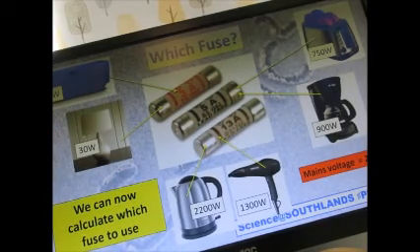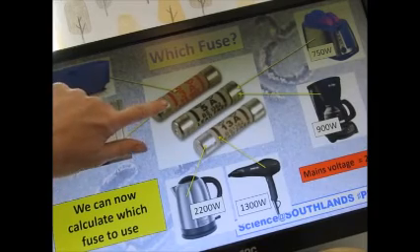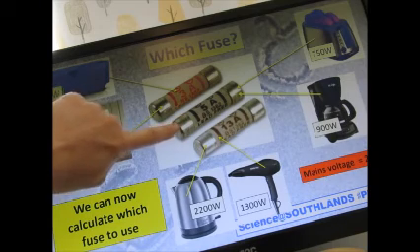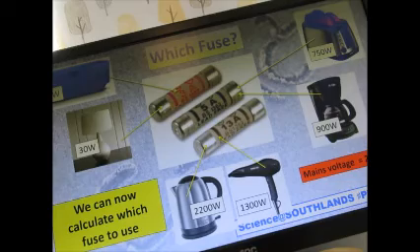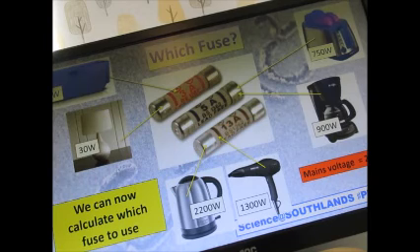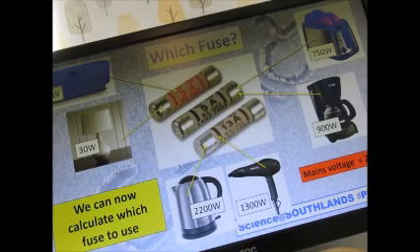If it's something like the kettle, so if I do 2,200 divided by 230, then I'm going to end up with a current of 9.56. So again, this time I can't use a 3 amp fuse because it would melt as soon as I turn the kettle on. If I used a 5 amp fuse, that would also melt as soon as I put the kettle on. And for my current of 9.5, I can use a 13 amp fuse. So that provides enough current to go through the kettle to allow it to work. But if too much goes through, then it will still melt and actually save me from getting an electric shock.